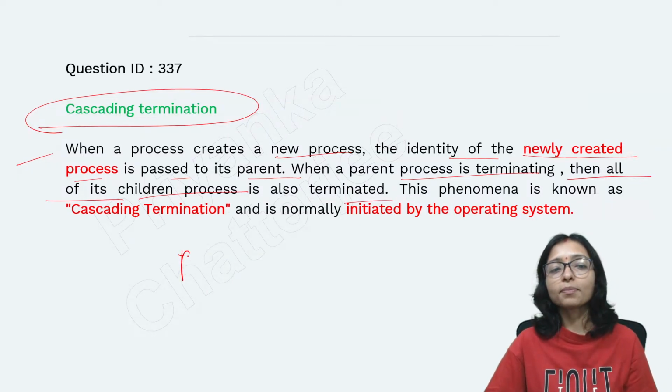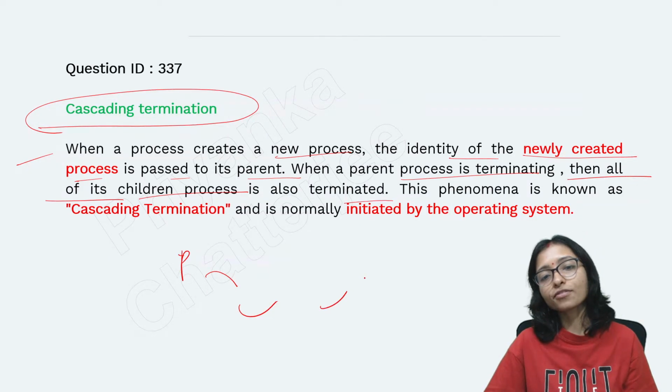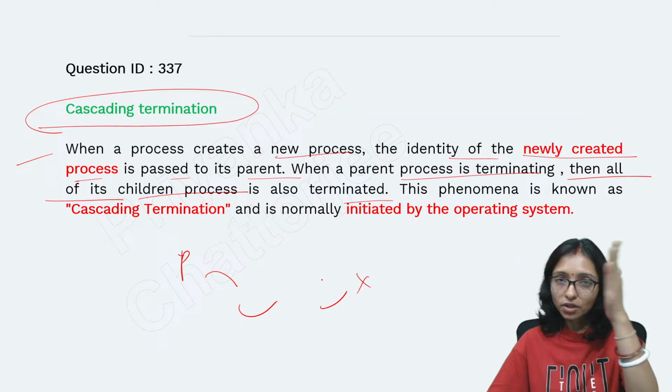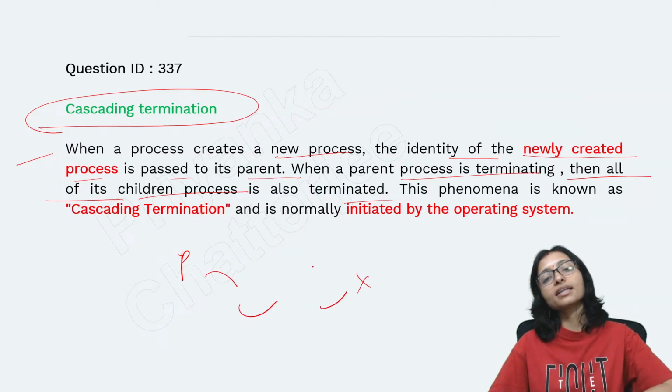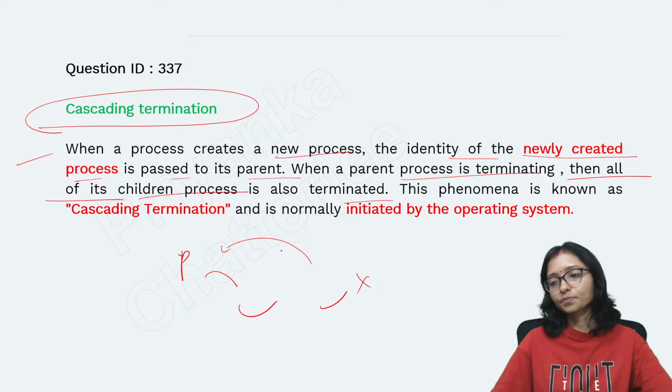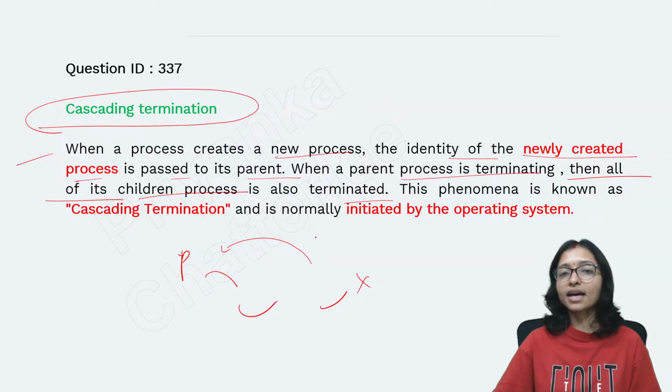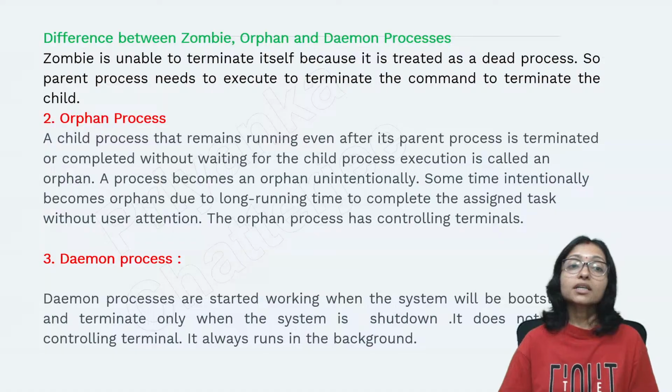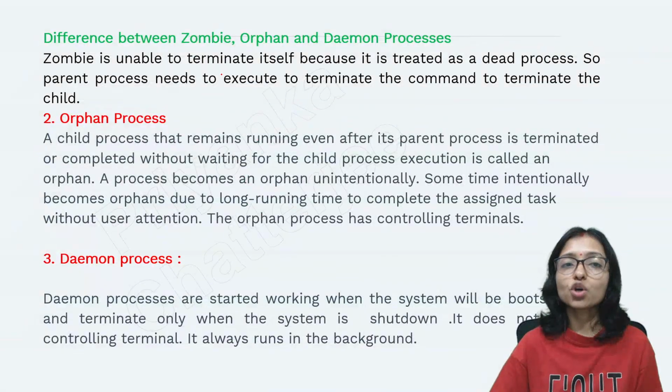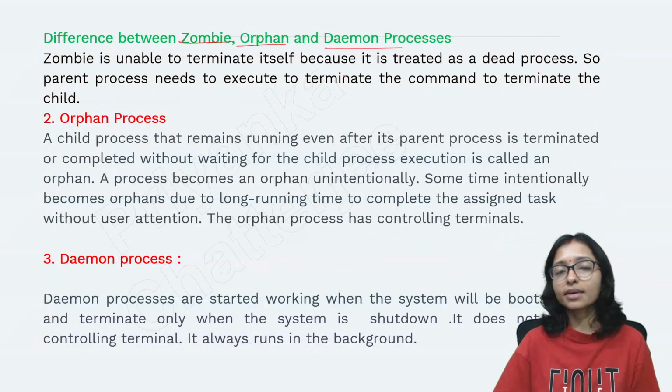If this is my parent, then for all the children, first you have to delete all the children, then only you can delete the parent. So this is called cascading termination. What is then zombie, what is orphan, what is daemon?